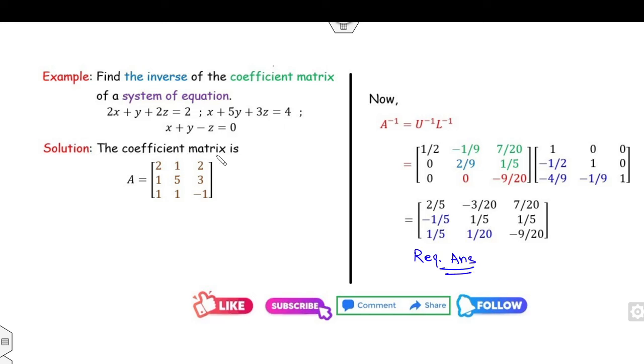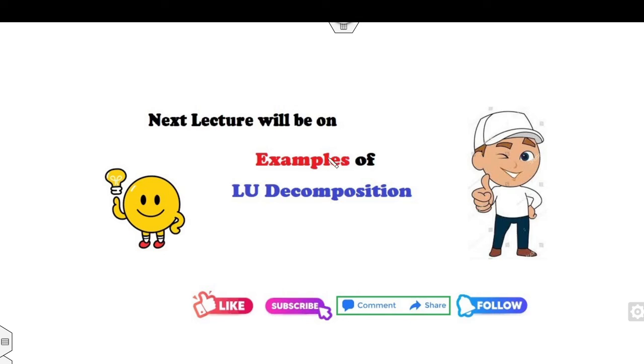And you can also see, if you have the matrix A, you can find the adjoint of this matrix divided by the determinant of A, and you will get the same answer. You can see it's a very, very simple approach for the LU decomposition method. We will see some more examples of how you can solve LU decomposition in our next lecture.